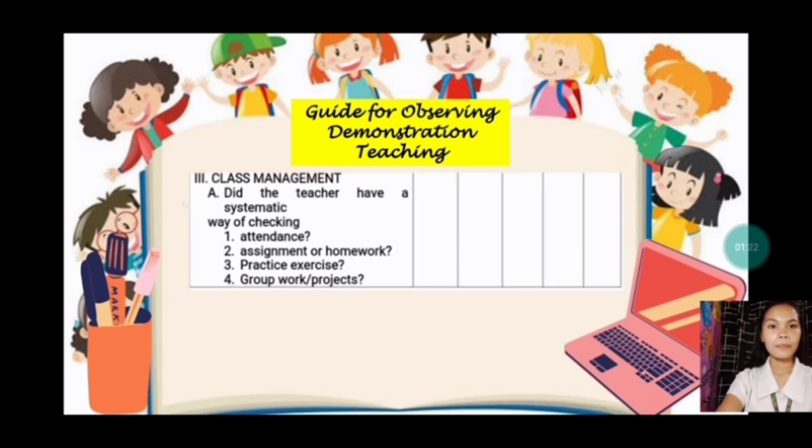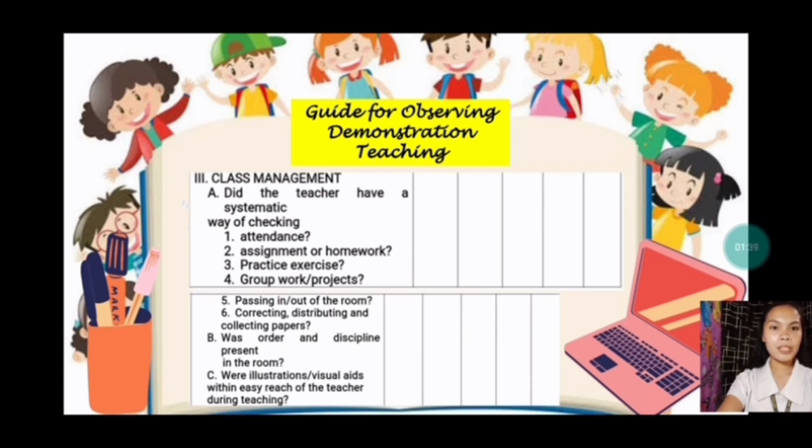And the next is the class management. It includes A, did the teacher have a systematic way of checking attendance, assignment or homework, practice exercise, or group work projects, then passing in or out of the room, correcting, distributing, and collecting papers? Then letter B, was order and discipline present in the room? Letter C, were illustrations or visual aids within easy reach of the teacher during teaching?